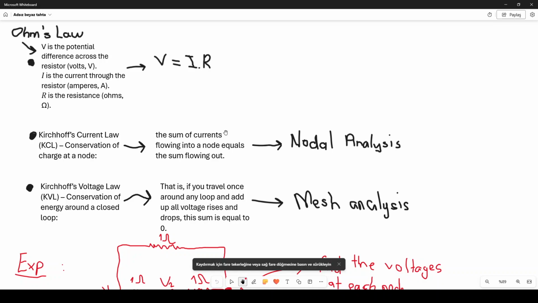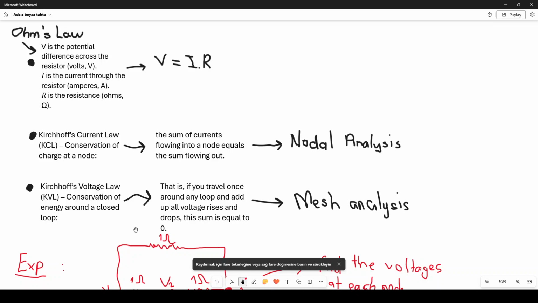Let's see now what Kirchhoff's laws say. Kirchhoff's rules can be considered in two pieces. The first is called Kirchhoff's current law, in short KCL, and it depends on the conservation of charge at a node. What this says is the sum of the currents flowing into a node equals the sum of the currents flowing out of that node, and this case is called nodal analysis. That's why it's called nodal analysis, because we try to find the algebraic sum of the currents at a specific node, and we know that due to the conservation of charge at a given node, this algebraic sum should be equal to 0, and this is called Kirchhoff's current law.